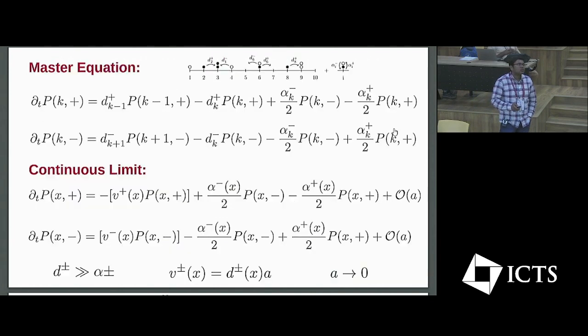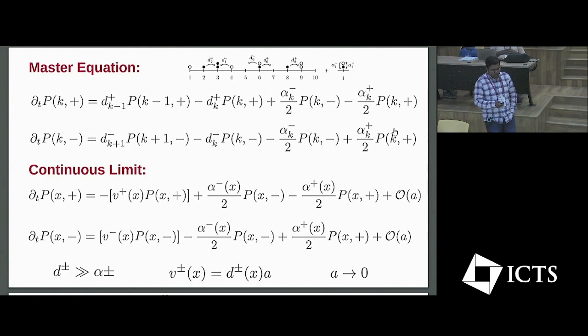Okay. So next we write the master equation. The master equation for p_k plus looks like this. The first term is the gain term, due to a jump of a right moving bacterium from site k plus 1 or k minus 1 to k, and this is the loss term due to a jump of a right moving bacterium from site k to k plus 1. This is the gain term due to tumbling from a left moving particle, and this is the loss of probability due to tumbling of a right moving particle. Similarly, we have the master equation for p_k minus.